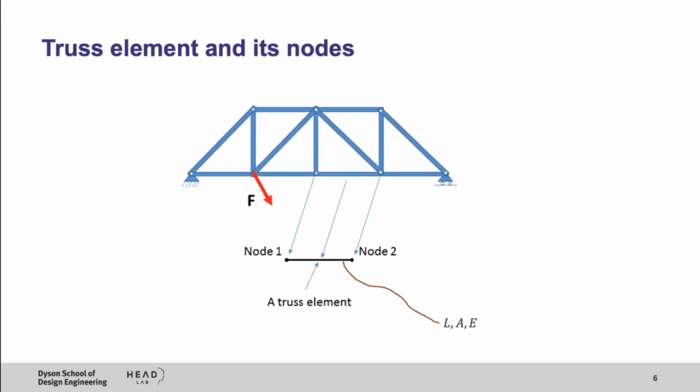So what is a truss element? Every truss member can be represented by one truss element. So literally this is a truss element. You can see here, this is the body of the truss element, the element itself, and on either side of this element there is one node, node number 1 and node number 2. A truss element is defined by its length, its cross-sectional area, and the elastic modulus.